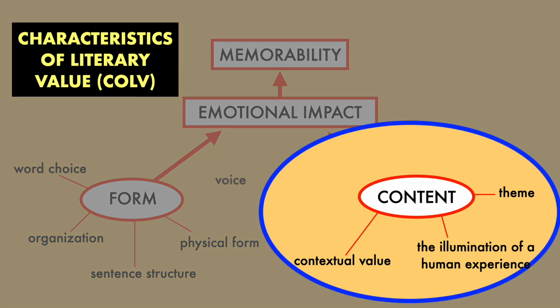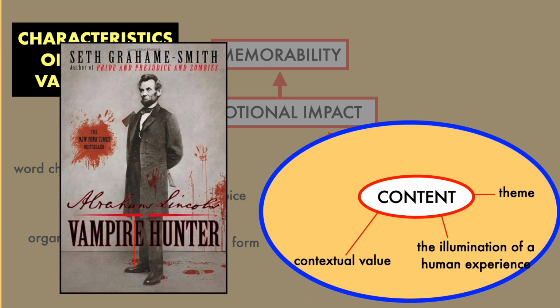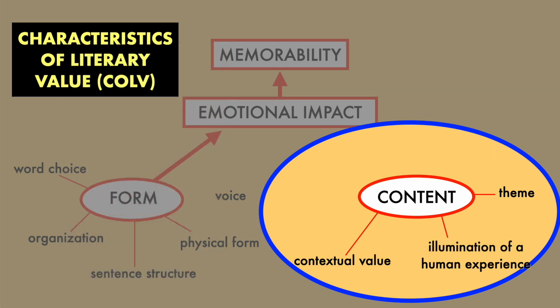Content is all the things the words mean. Content is generally what we talk about when we talk about what a book is about. That includes the plot or topic, characterization, setting, POV, historical context, that sort of thing. Genre is part of content too. So if a book is about Abraham Lincoln killing vampires, it's part of a vampire genre, and that's part of its content. But nothing has literary value just because it's a certain genre, so it's not on the chart.